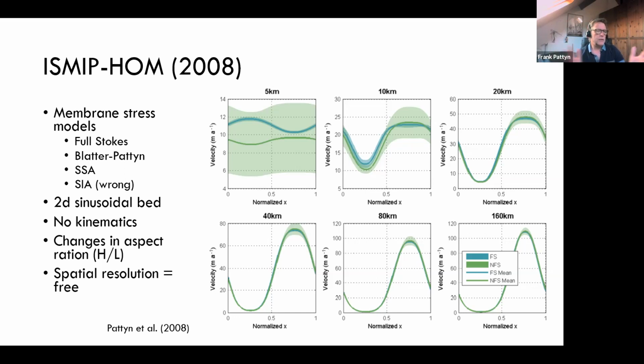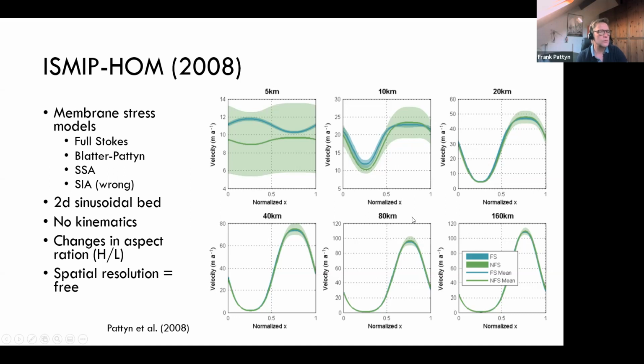And then the experiment was done for different aspect ratios. So that means you have large, wide bumps, or you have very narrow bumps. And for that setup, the shallow ice approximation always gives exactly the same result, because it's independent of that aspect ratio. Now, higher order models, they react on this. So if you take a very large aspect ratio, so then we have a large velocity change across these bumps, and this difference becomes smaller and smaller.